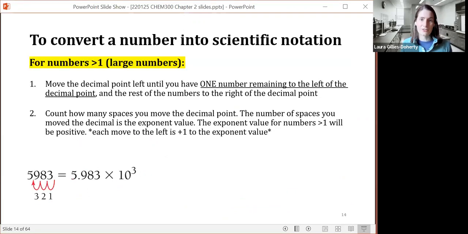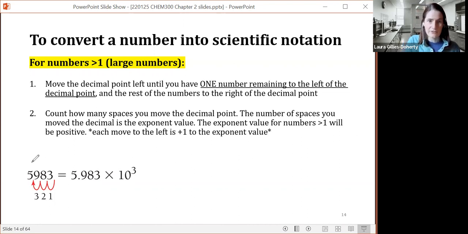Okay, so let's talk about converting numbers into and out of scientific notation. If you have a number that's greater than 1, a large number, what you're going to do is move the decimal point to the left until you just have one number remaining to the left of the decimal point, and the rest of the numbers are going to be to the right of the decimal point.